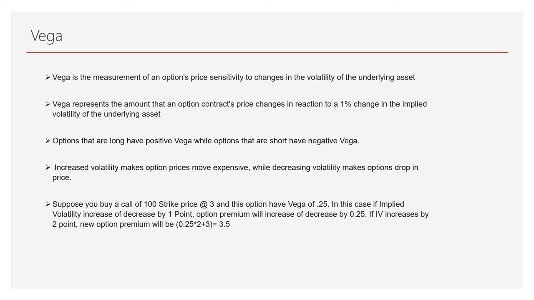Whenever there is a change in IV, implied volatility, say it changes by 1%, what effect will it have on the option premium? We can identify that effect by Vega. Vega represents the amount by which an option contract price changes in reaction to a 1% change in the implied volatility of the underlying asset. Options that are long have positive Vega, and options that are short have negative Vega.